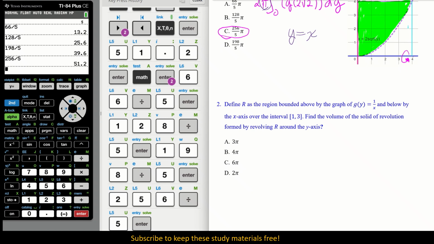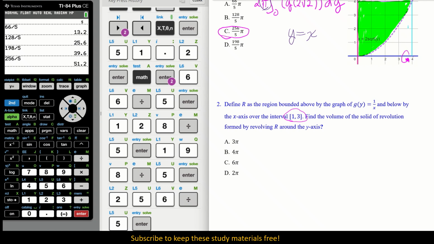Define R as a region bounded above by the graph of g of y equals 1 over x. What they have done is they've already put it in the form that you need. And below, bounded by the x-axis over the interval. There's our interval. Find the volume of the solid of revolution formed by R around the y-axis.